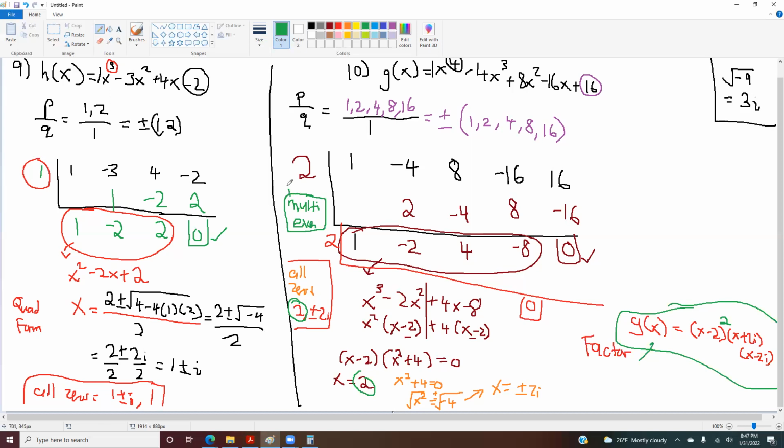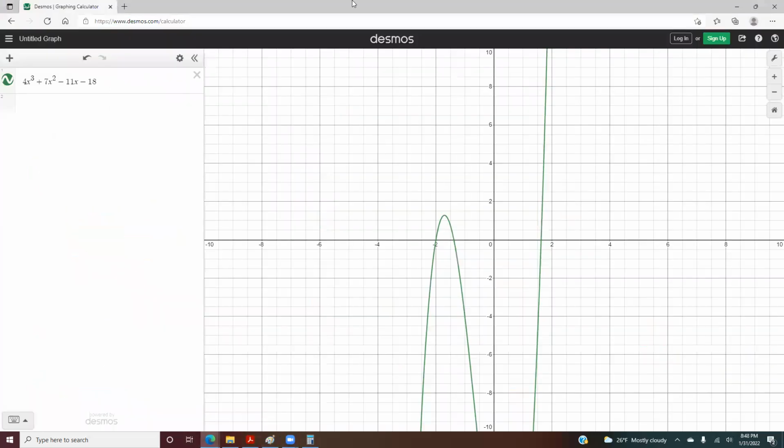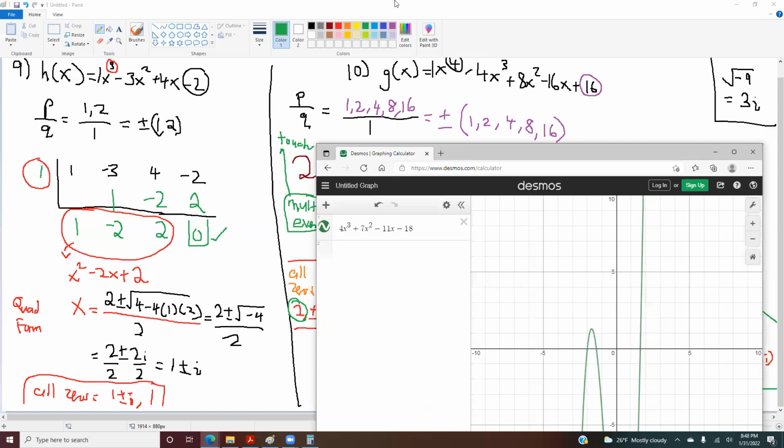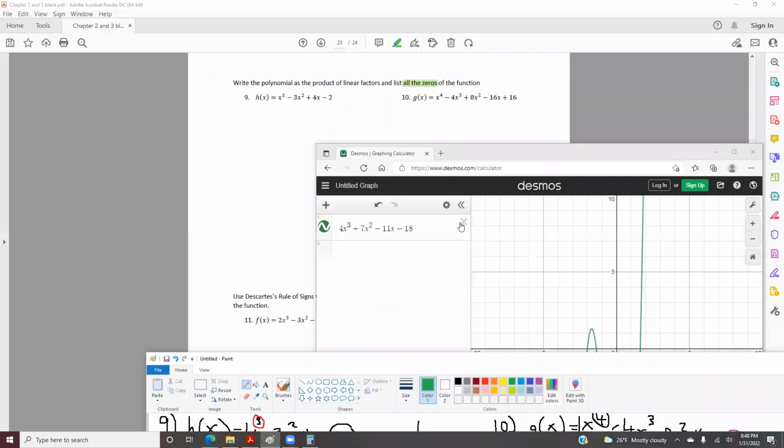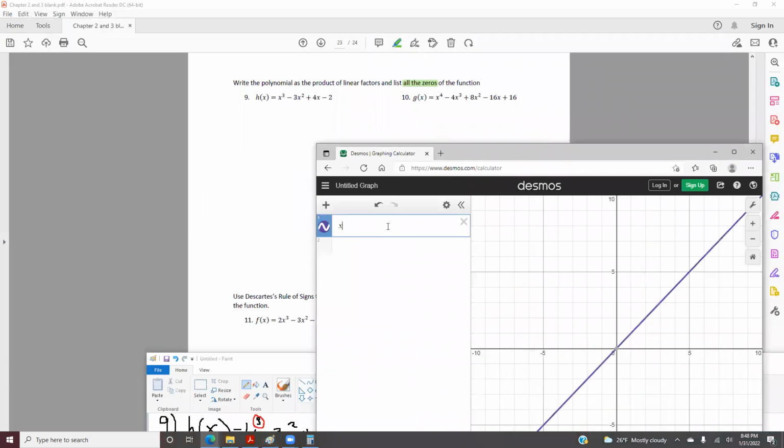Anyone remember that in 3.2? It actually what? Tangent, right? Not cross, right? So when you draw this graph in your decimals, okay, this is something that also you guys, so it's x to the power of 4 minus 4x to the power of 3 plus 8x squared minus 16x plus 16.